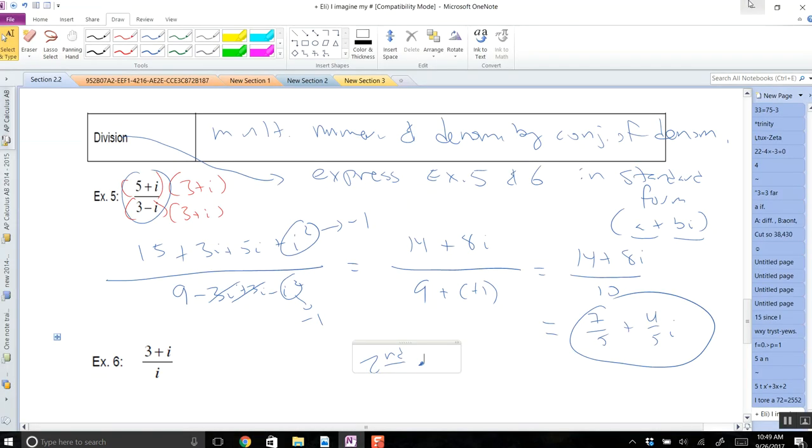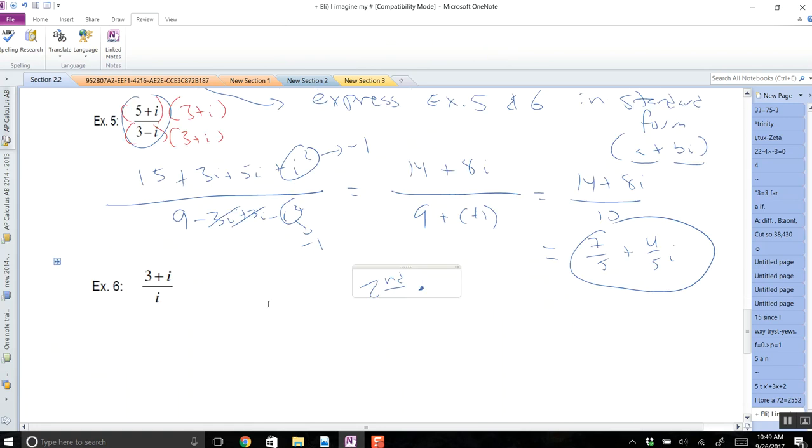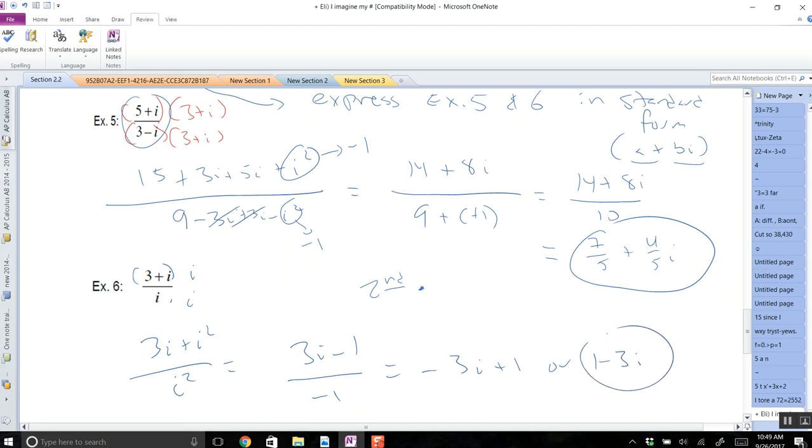So let's come back here again. Now in this case, you could do negative i if you want, or you could just do i straight up, because you're just going to get i squared at the bottom, which I know is negative 1. You got 3i minus 1 over negative 1, negative 3i plus 1, or 1 minus 3i, however you want to write it. I don't really care. Usually we write the real number first, imaginary number second.